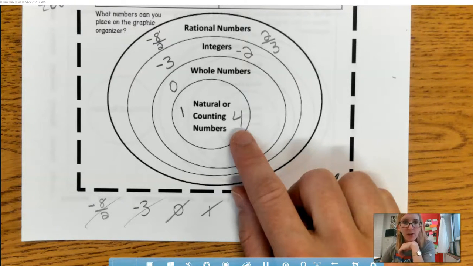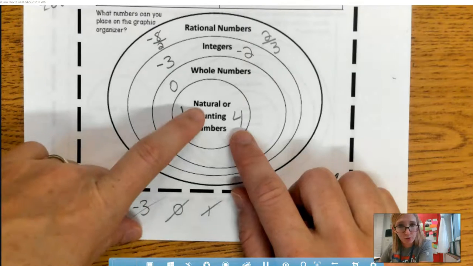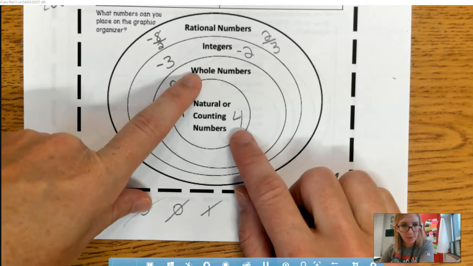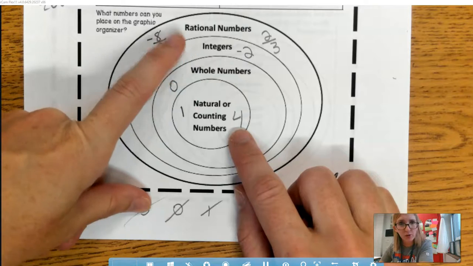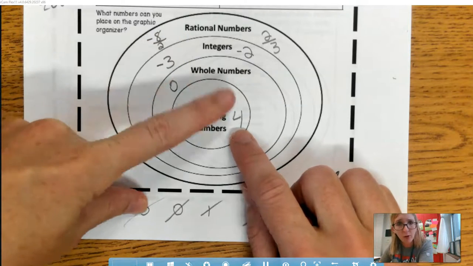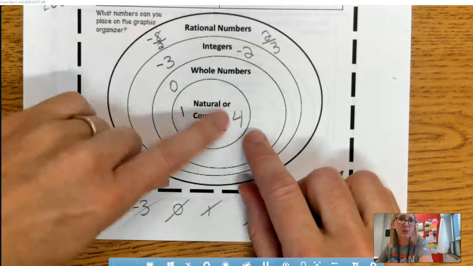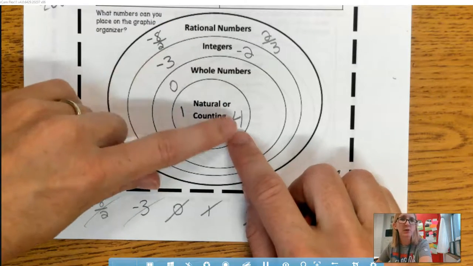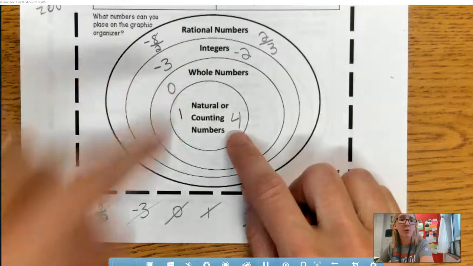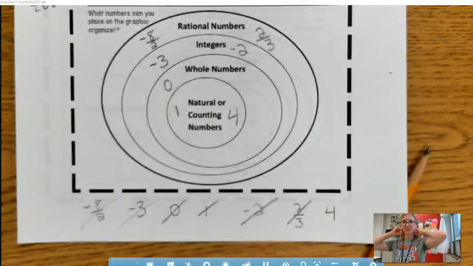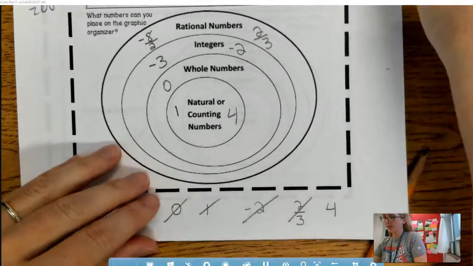All right, I hope you said that 4 falls into the natural number category, the whole number category, the integer category, and the rational number category. 4 meets all of these definitions. 4 is a rational number, 4 is an integer, 4 is a whole number, and 4 is a natural number. All right, go ahead and flip this over.